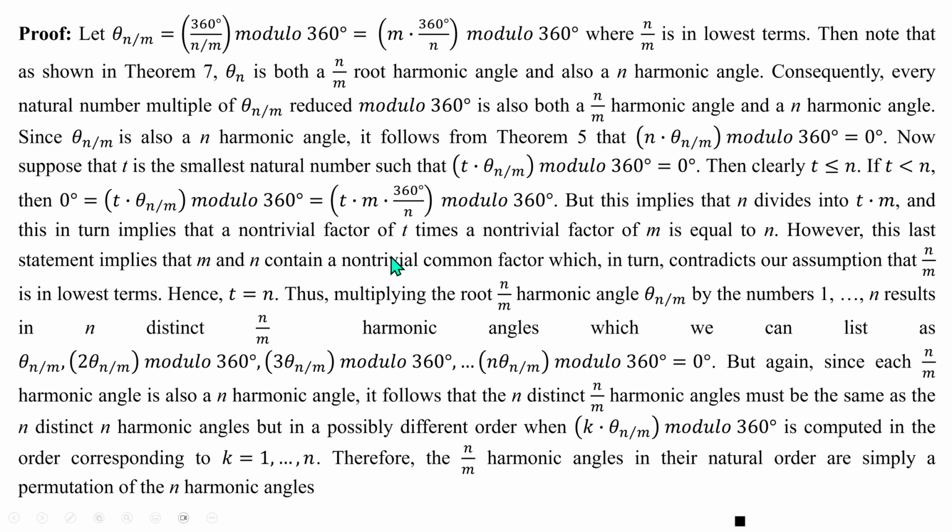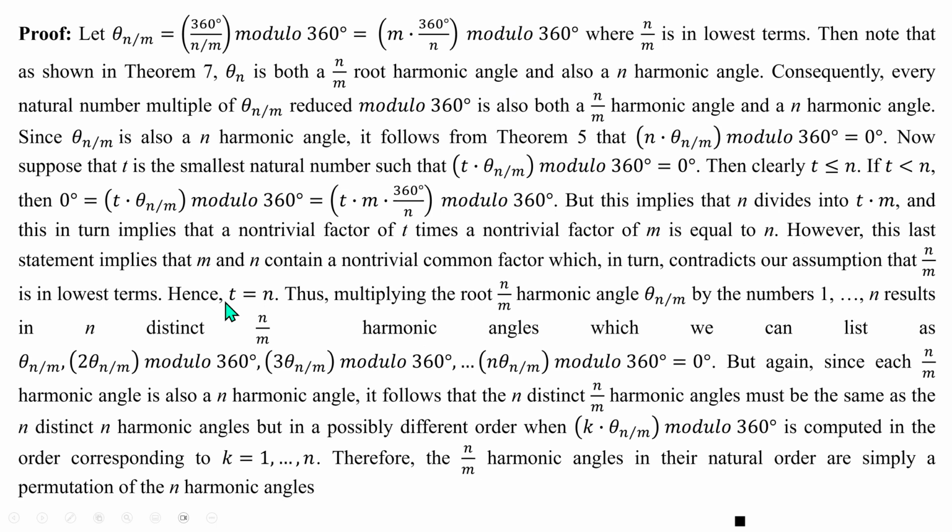However, this last statement implies that m and n contain a non-trivial common factor, which in turn contradicts our assumption that n over m is in lowest terms. Hence, t must be equal to n. So n is going to be the smallest natural number we can multiply this root n over m harmonic angle by in order to get back 0 degrees when we reduce it modulo 360 degrees.